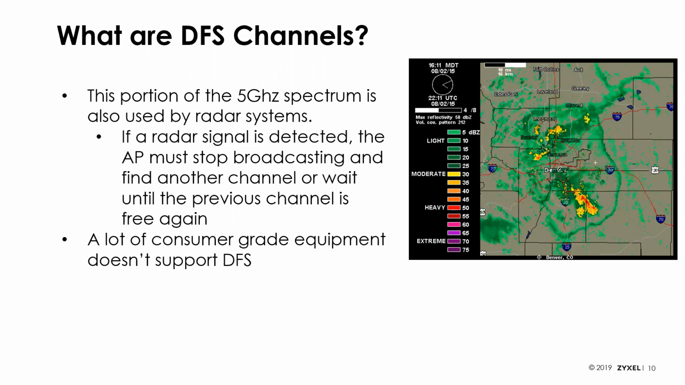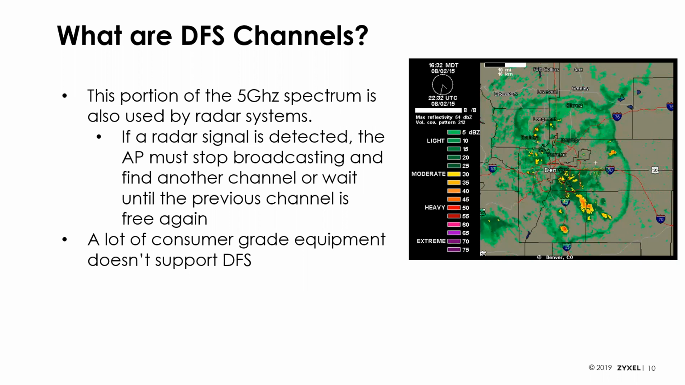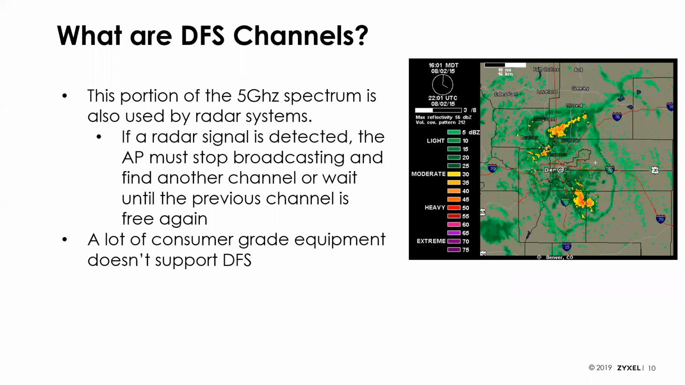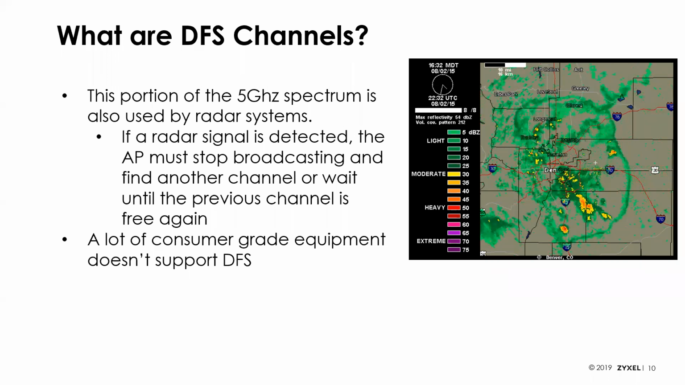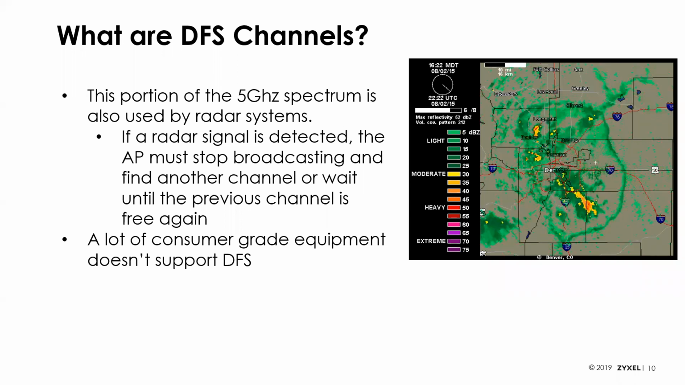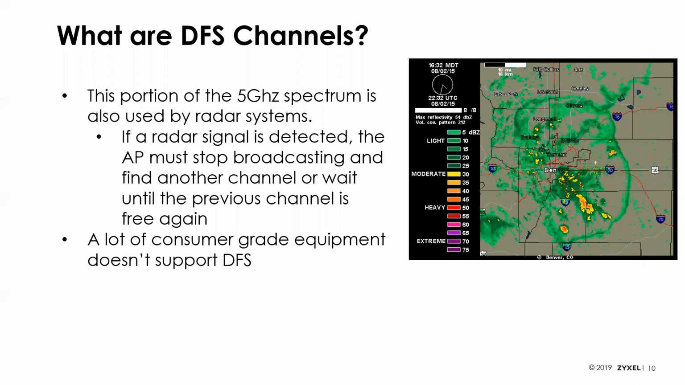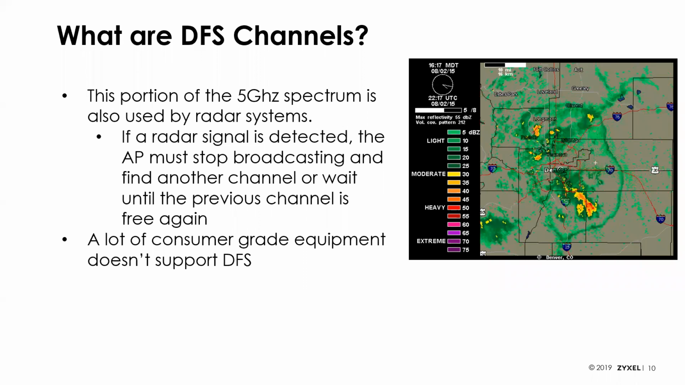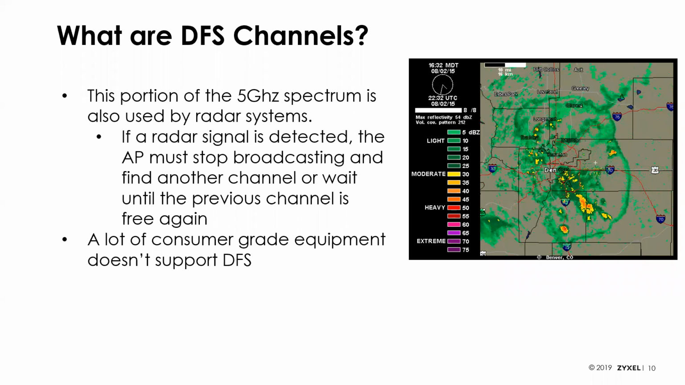One of the most common uses of at least part of that 5 gigahertz spectrum is radar systems, whether we're talking weather radar or airport radar. They use parts of the 5 gigahertz spectrum. There's other applications that use other sections of it. So when the FCC opened it up, the people that already had licenses and had been using it said, hey, wait a minute, we're already using this. What about us? So the FCC solution was this thing called DFS.